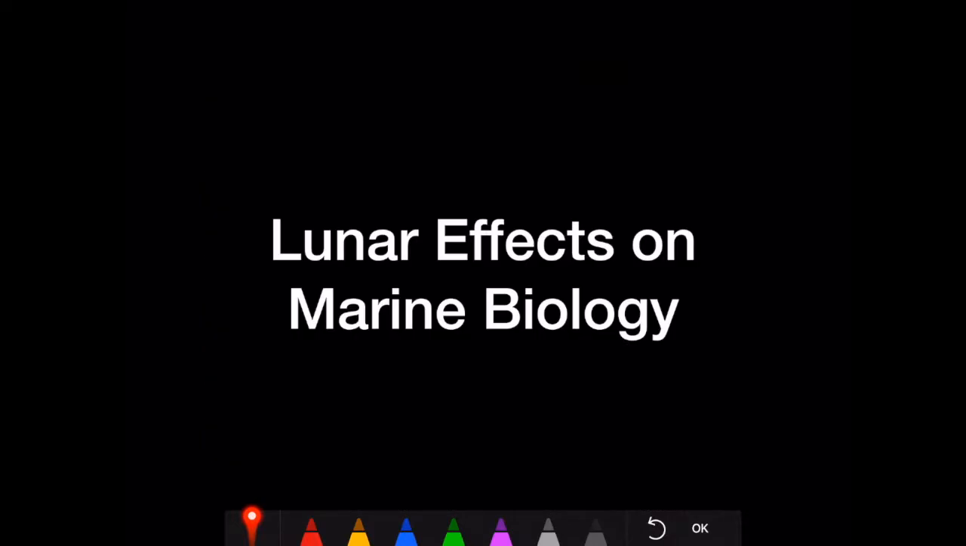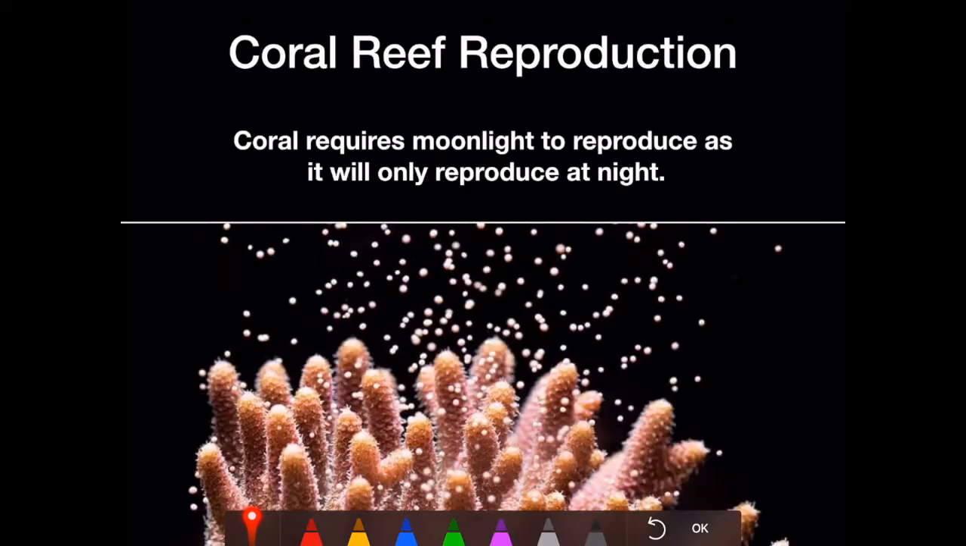Now, a huge one that I found is the lunar effects on marine biology. I'm not really one for biology, but I thought, why not? Let's just look into it. The biggest one is coral reef reproduction. Information for this actually came from an article from the New York Times called A World Without Coral Reefs by Roger Bradbury. It basically explains why coral requires moonlight to reproduce, as it will only reproduce at night.